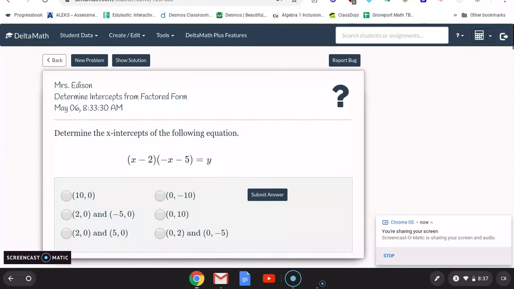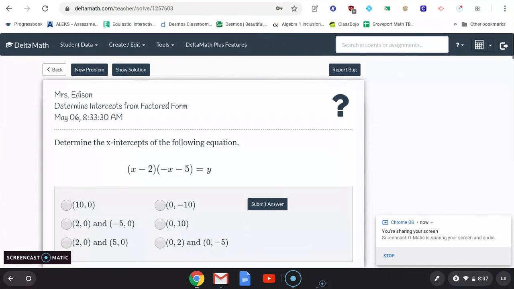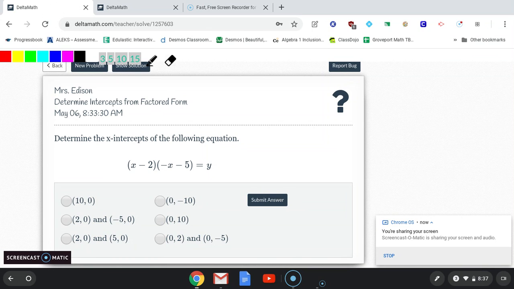This one is determine the x-intercepts of the following equations. So we have that zero multiplication property that we've talked about. And that means one of these has to be equal to 0. So what we do to solve this is we set them both equal to 0.